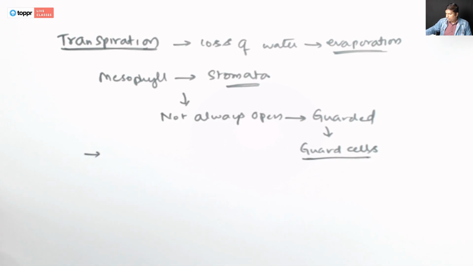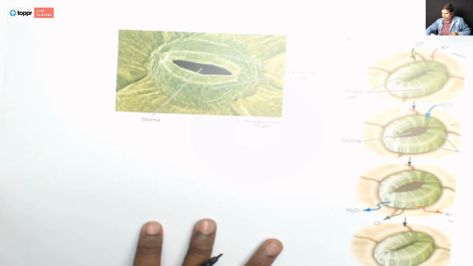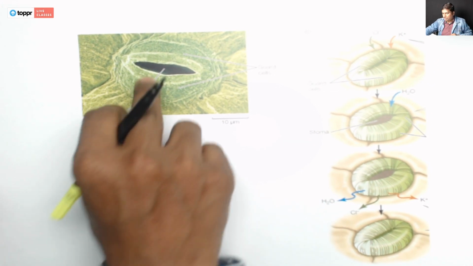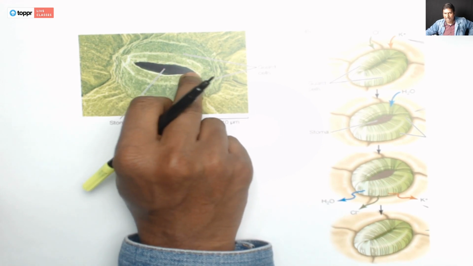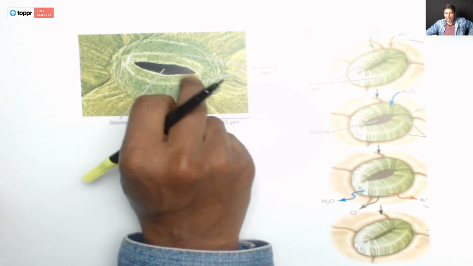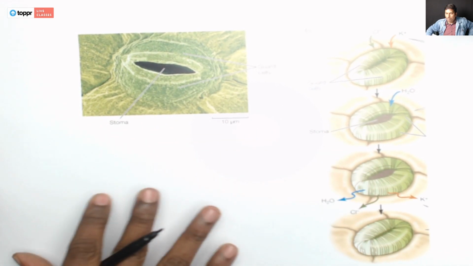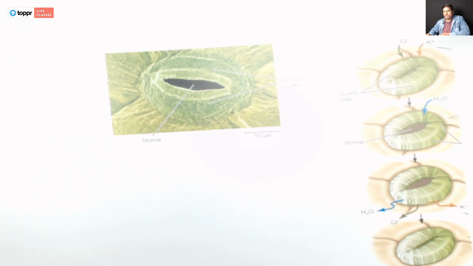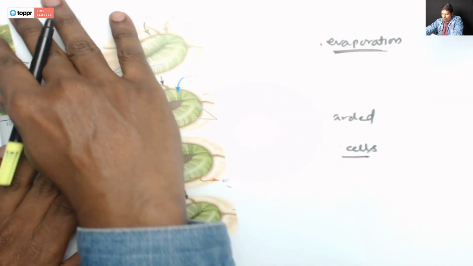Now again here what you have to understand is, this is your stomatal opening, which you will see in the epidermal layer. And how is this actually being controlled? How is this closing and opening? That is something which we will see now.